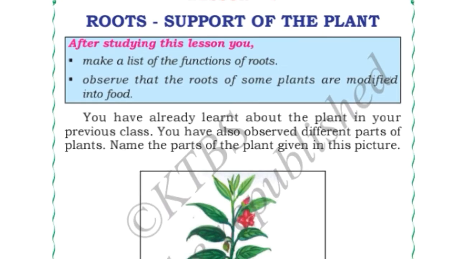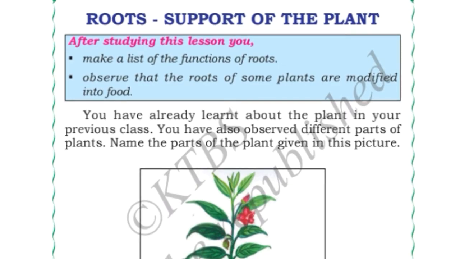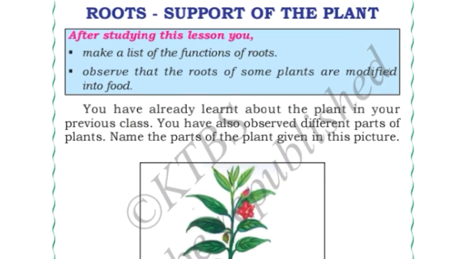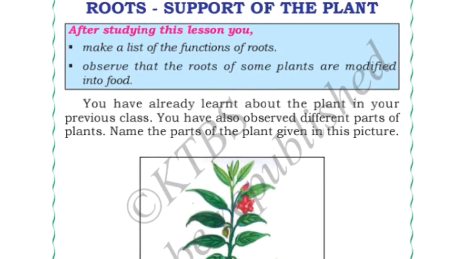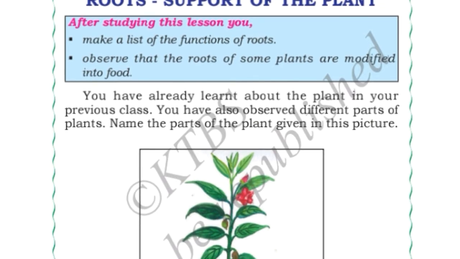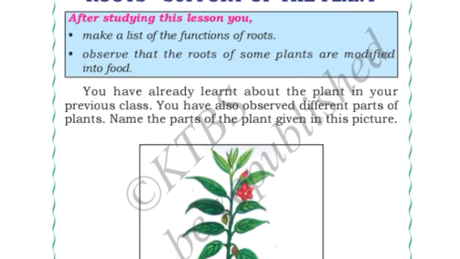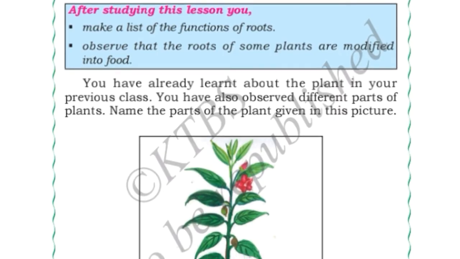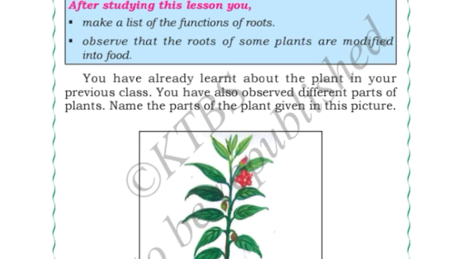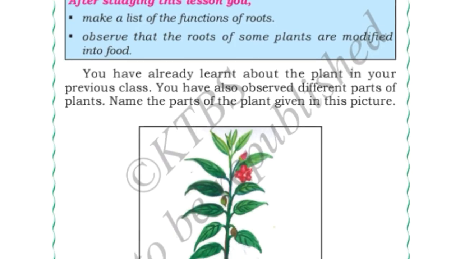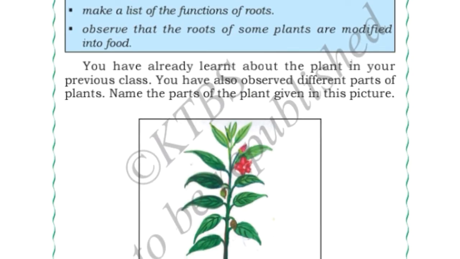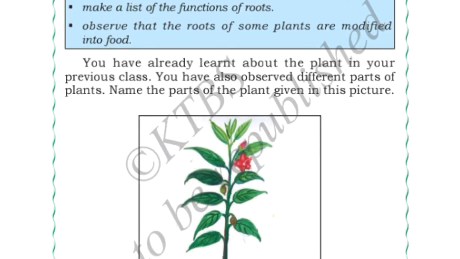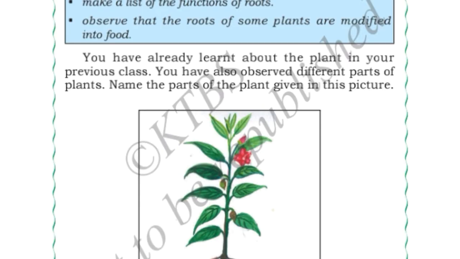Okay, so you have already learnt in your previous classes the function of each part of the plants, and also you have observed the different parts of the plant, right? See here, a plant picture is given in the box. What are the different types of parts you can see here? You can see root, stem, leaves, flowers, buds and branches, right? So these are all the different parts of the plant which you can see in the picture.